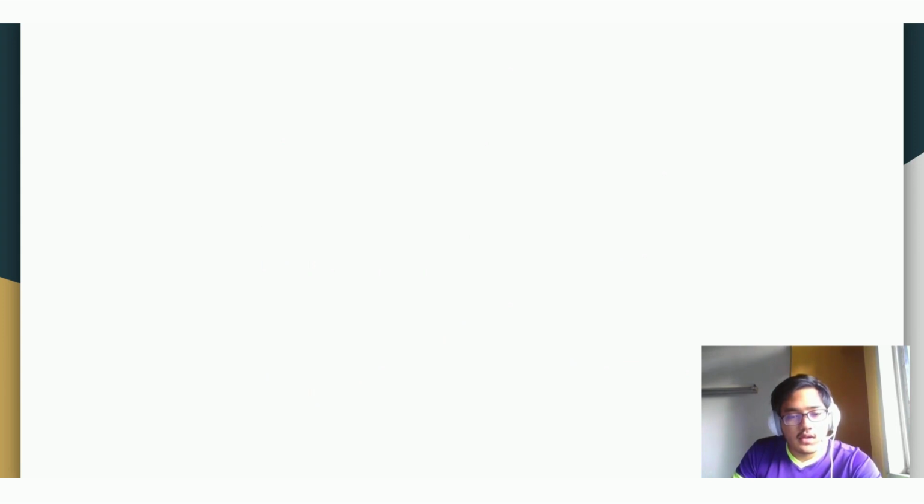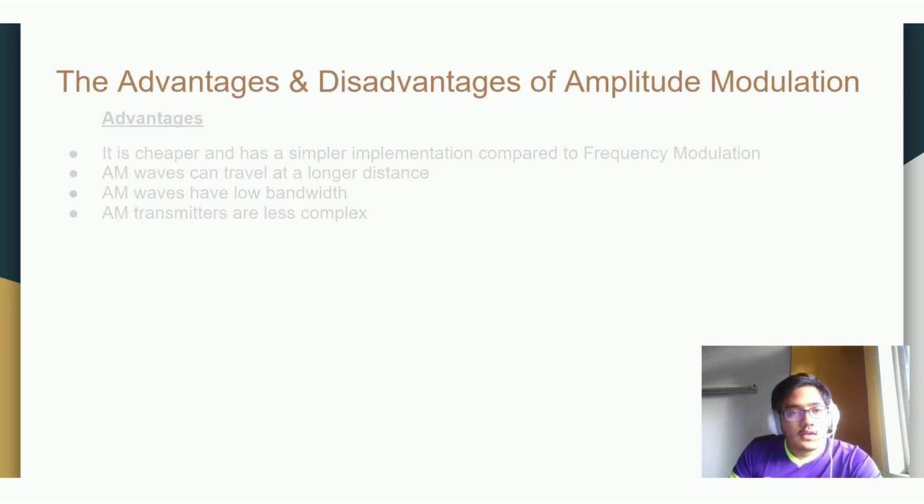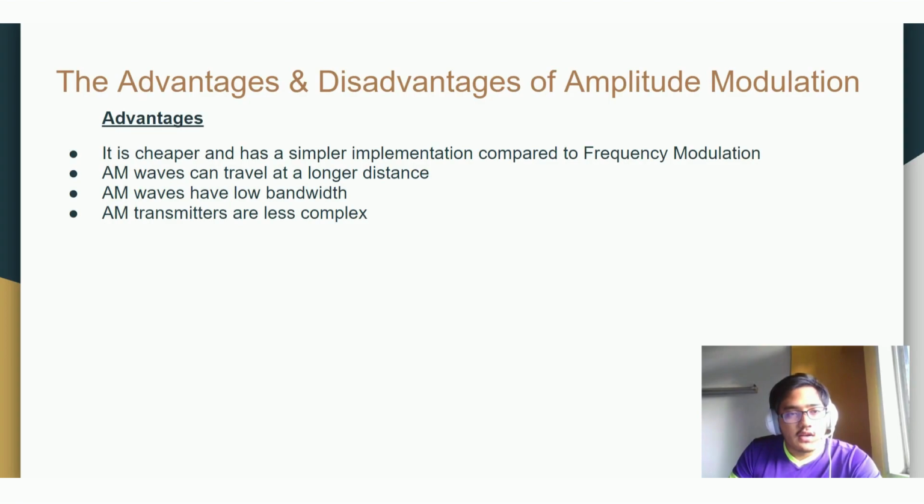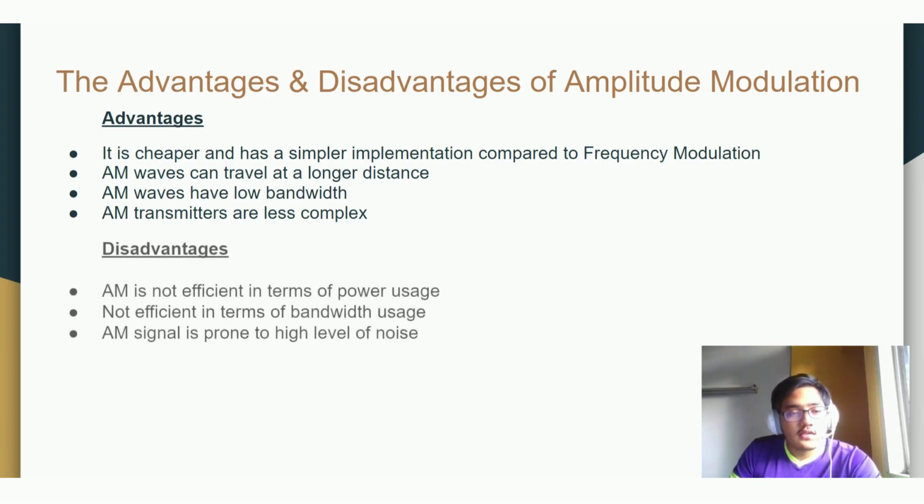So now let's talk about the advantages and disadvantages of amplitude modulation. The advantages of amplitude modulation: it is cheaper compared to frequency modulation. It is also simpler to implement, and amplitude modulation waves can travel a longer distance. It also requires low bandwidth, and the transmitters of amplitude modulation are less complex. So let's take a look at the disadvantages of amplitude modulation.